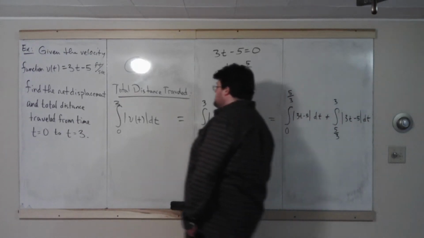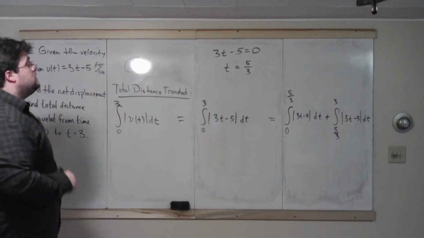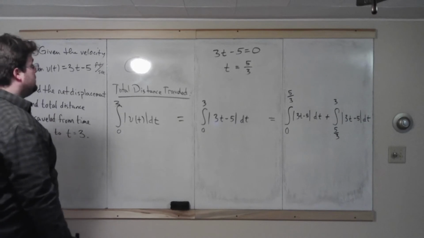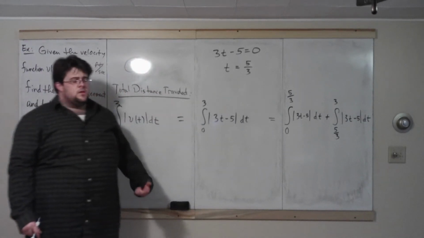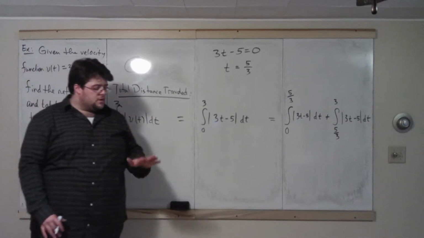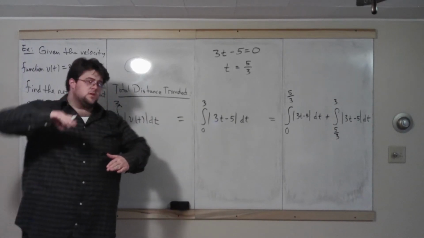We know the integral is going to split at 5/3. We still haven't taken the absolute value. How do we deal with the absolute value? Well, now we've broken our curve into what's above the x-axis and what's below the x-axis.